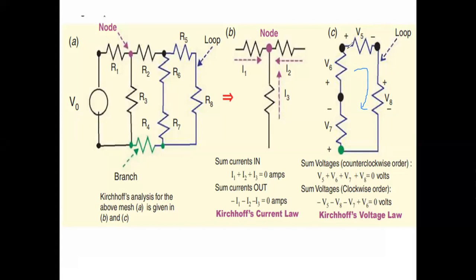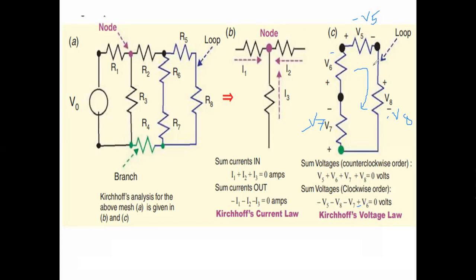See here, when we go from plus to minus, it means there is a voltage drop, and after that, again plus to minus, it is a voltage drop, minus V8. Reaching here this is also minus V7, and this is minus V6. The summation of all these is equal to 0. If you go in the clockwise direction, we will get minus V5, minus V8, minus V7, and minus V6, not plus, equal to 0.